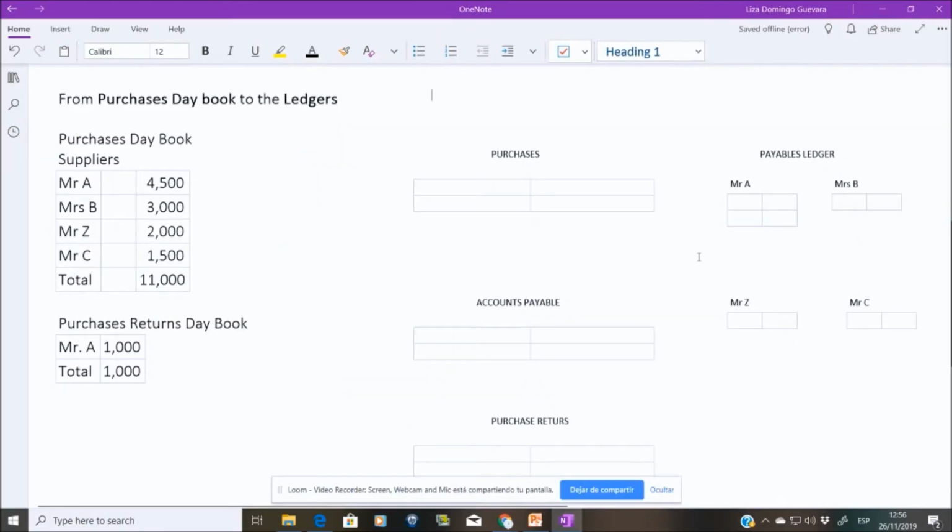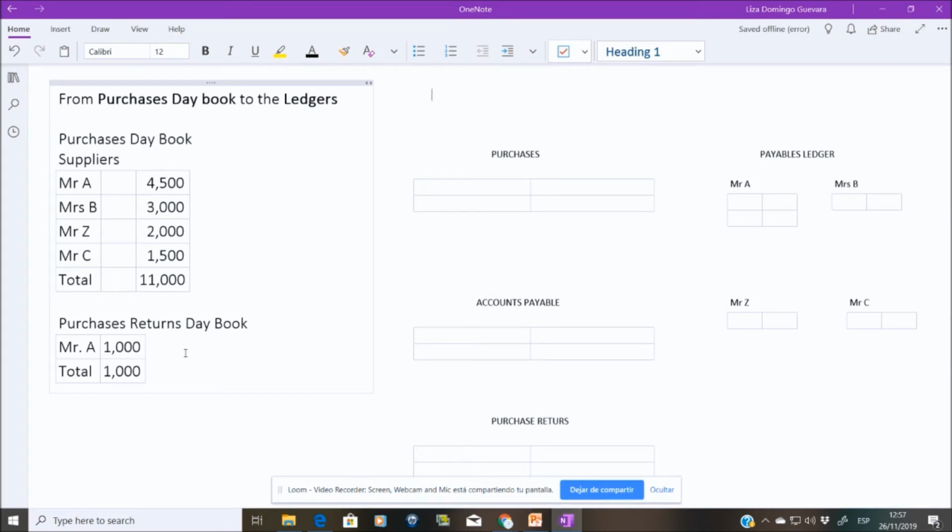Okay, so let's say that the purchases day book contains the following suppliers: Mr. A 4,500, Mrs. B 3,000, Mr. Z 2,000, Mr. C 1,500. So we purchased from our suppliers for a total of 11,000. But we returned items to Mr. A in the amount of 1,000.